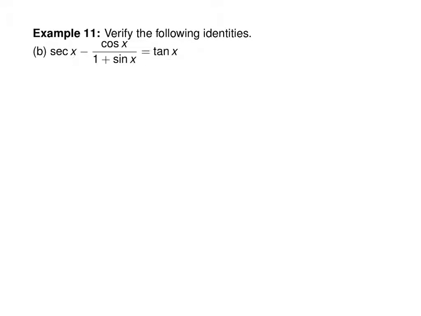Okay, this one might take a little bit more space, so write a little bit small, just warning. Which side is obviously the more complicated side? The left side. So we're going to start with secant x minus cosine x over 1 plus sine x. And if all else fails, change your secants and cosecants and tangents into cosines and sines, right? So secant is 1 over cosine.